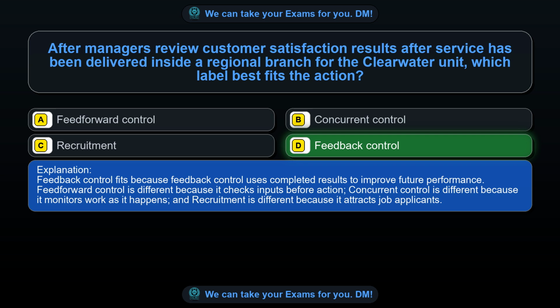Feedback control fits because feedback control uses completed results to improve future performance. Feed-forward control is different because it checks inputs before action, concurrent control is different because it monitors work as it happens, and recruitment is different because it attracts job applicants.